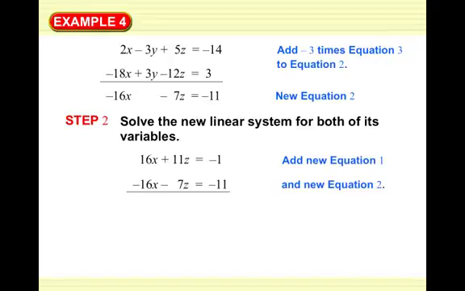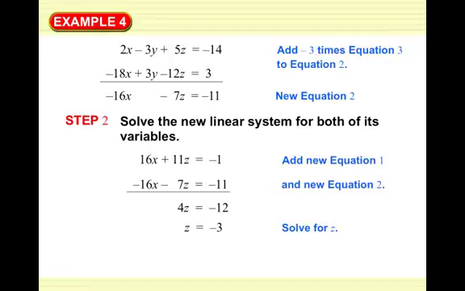I need to look to see if I need to multiply anything. I've got 16x plus 11z equals negative 1, negative 16x minus 7z equals negative 11. Well, fortunately, I've got opposite coefficients for my x's, so I can solve for z just by adding the 2 equations together. So 11z minus 7z is 4z. And that equals negative 1 minus 11, that's negative 12. So z equals negative 3.